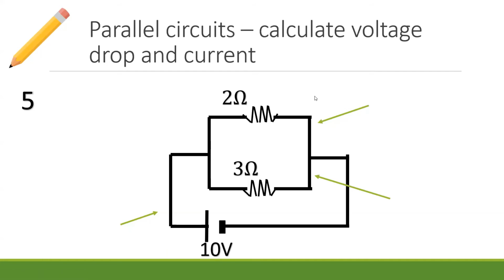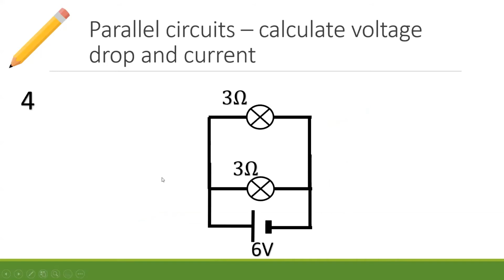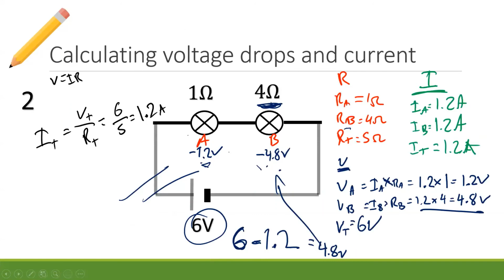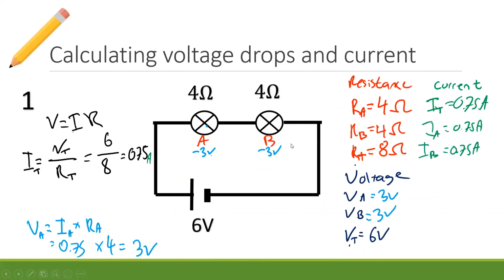Ooh, good question from Reese. Can the circuit work if the resistance is higher than the voltage? And the answer is yes. We can even go back to the one we just did. Look at this. The total resistance, Reese, is 8 ohms, but the total voltage is 6 volts. What that means is that the total resistance is more than the voltage.